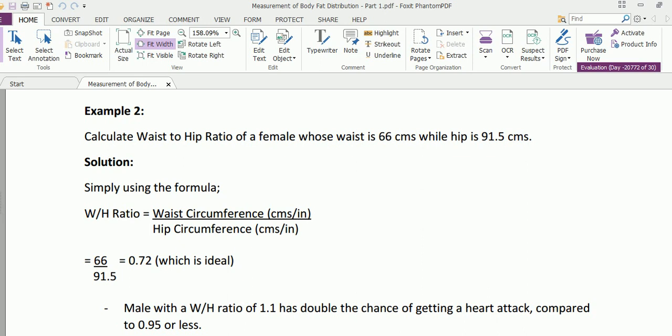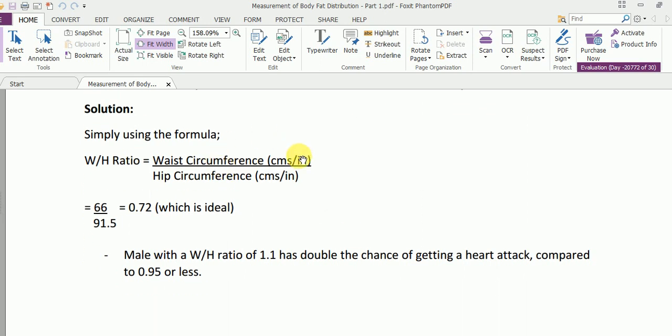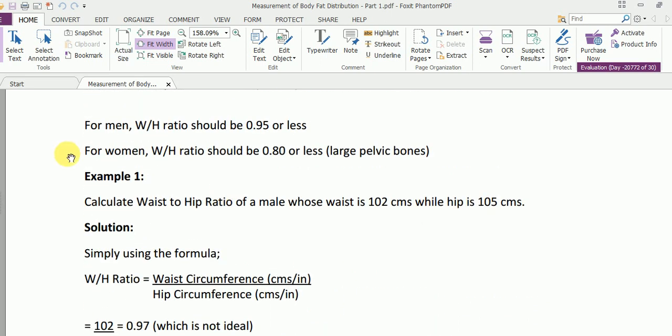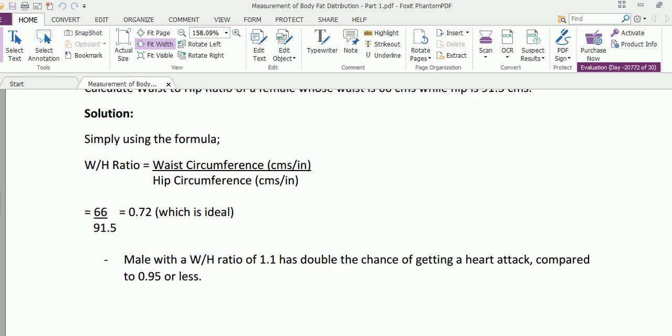Now taking another example, we have to calculate the waist to hip ratio of a female whose waist is 66 centimeters while hip is 91.5 centimeters. Again we are simply using the formula. We are going to divide 66 by 91.5, which gives us 0.72. As you can see, for females the waist to hip ratio should be 0.80 or less. In this case it is 0.72, which is obviously less than 0.80, so we can say that for the female the waist to hip ratio has come out to be 0.72, which is quite ideal.